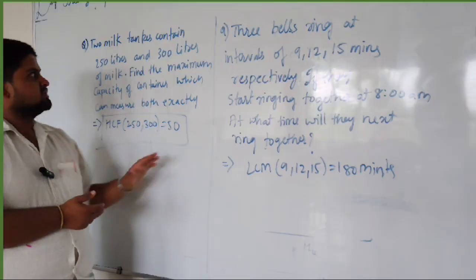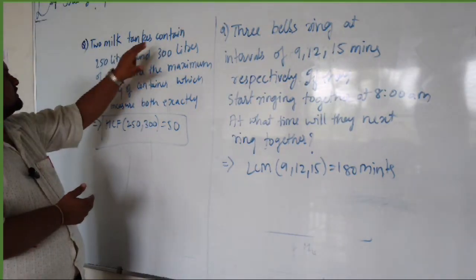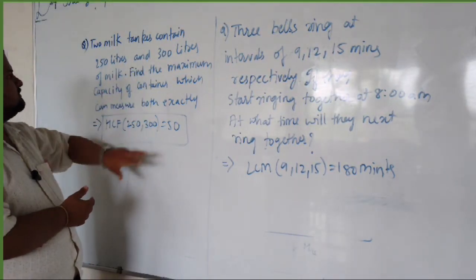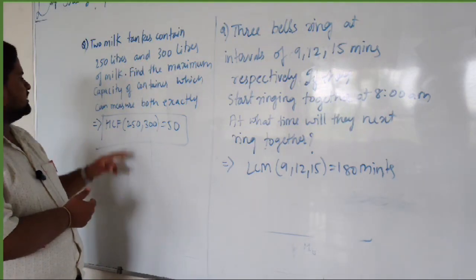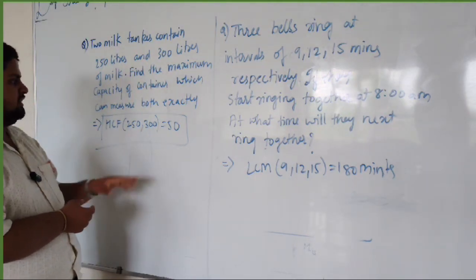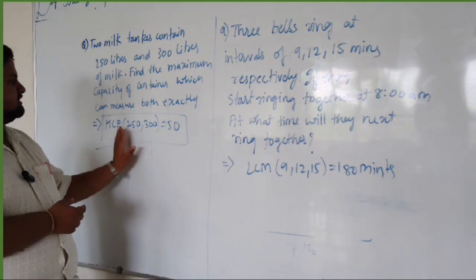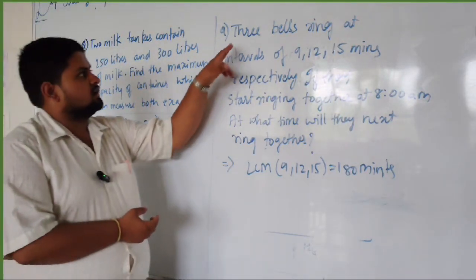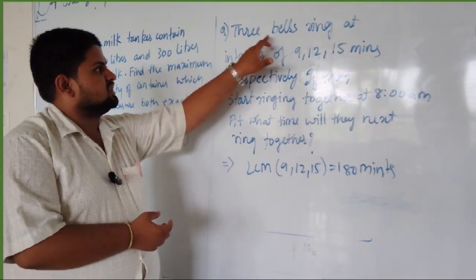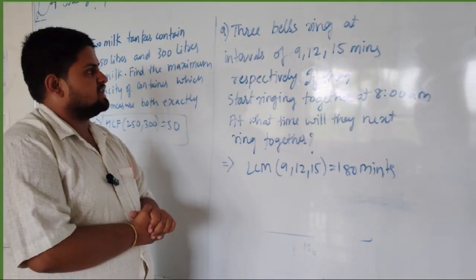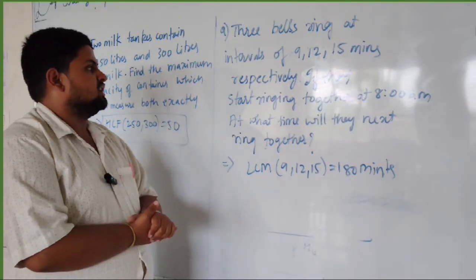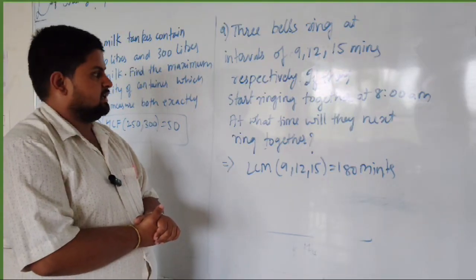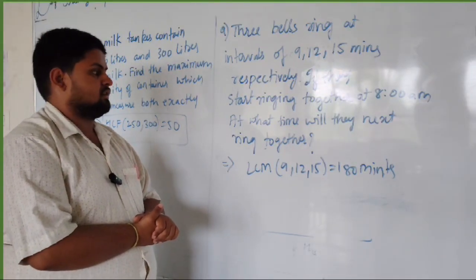Previously we discussed these two questions. 2 milk tankers containing 250 liters and 300 liters of milk. Find the maximum capacity of the container which can measure both exactly. In this case we found the HCF of 250 and 300 and we found it to be 50 liters. Then we discussed one more question. 3 bells ring at intervals of 9, 12 and 15 minutes respectively. If they start ringing together at 8 am, at what time will they next ring together?